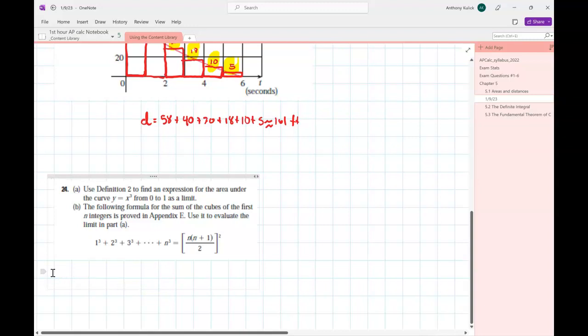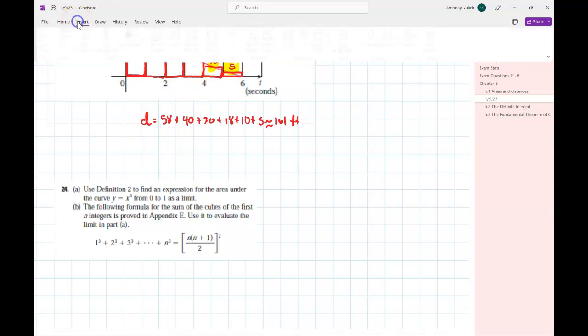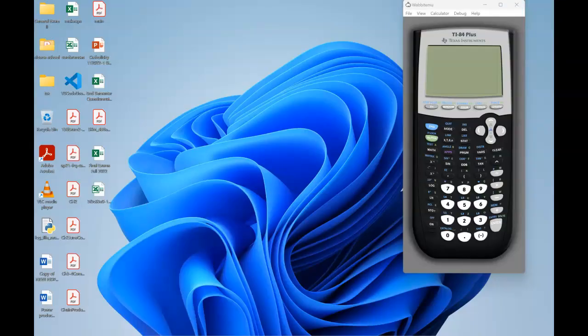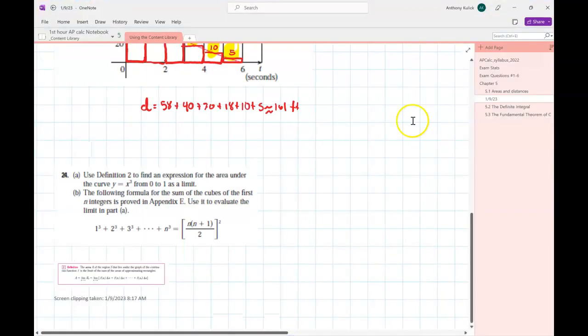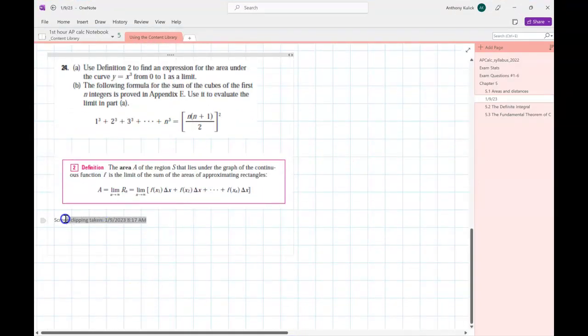So it says, use definition 2 to find an expression for the area under the curve for y equals x cubed from 0 to 1 as a limit. So let's go back and look up what definition 2 was. I'll just screen cap it in for us so we can all be looking at the same thing. So that's definition 2. So it's just the limit as n approaches infinity of the right-hand rules.